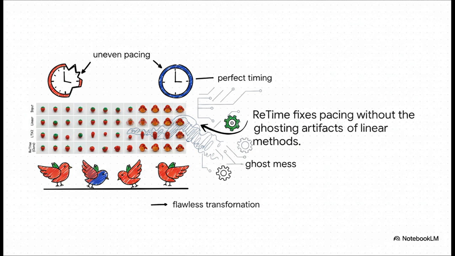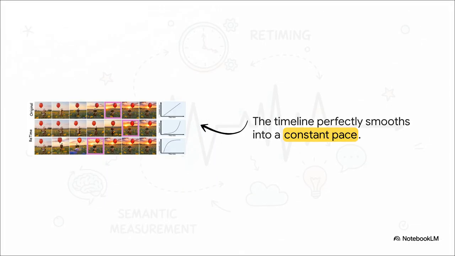Because ReTime operates directly on the underlying model's feature representation, it maintains pristine visual fidelity while completely fixing the pacing. You can actually see the math working its magic right here on this graph. Look at the bottom right. That previously warped, messy timeline of the robot holding a balloon, it gets smoothed out into this beautifully steady, constant curve.